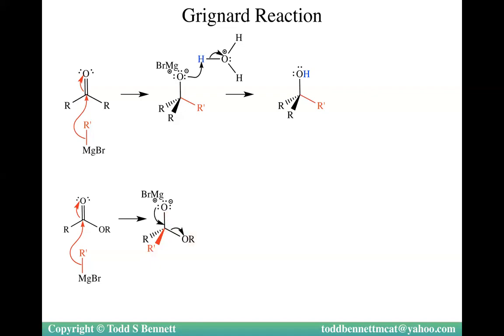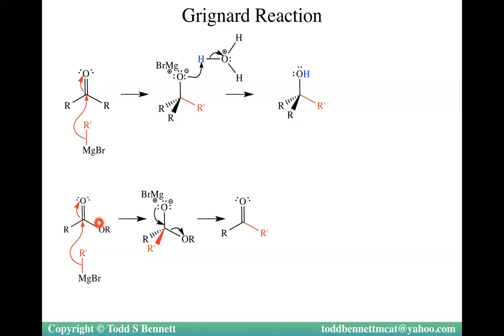So they come in, they kick out that OR minus. Now, the OR minus isn't going to really do much of anything. It's going to be a conjugate that's going to float around the solution. But what you end up with is a ketone, which is exactly what the Grignard reacted with up here. So now we know Grignard reacts with a ketone.